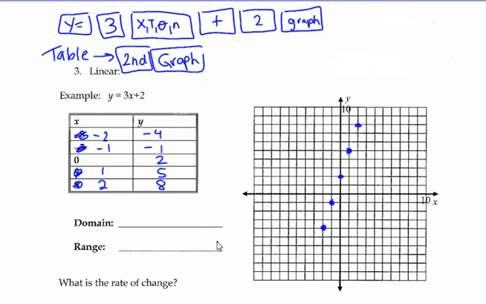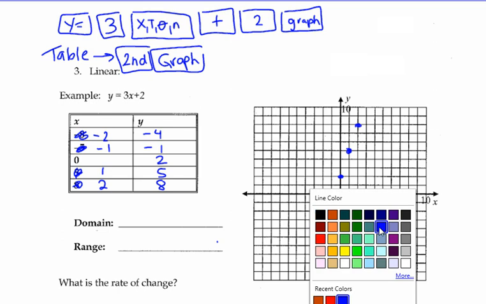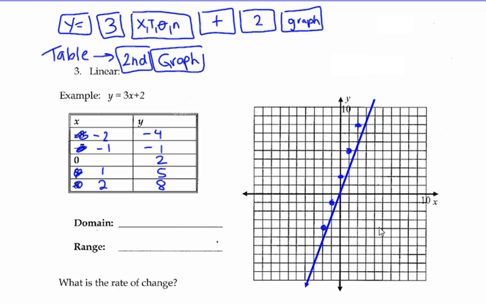Okay, so draw your line. So blue. Actually, undo. This way. Just fix this. Okay, so question. Domain.